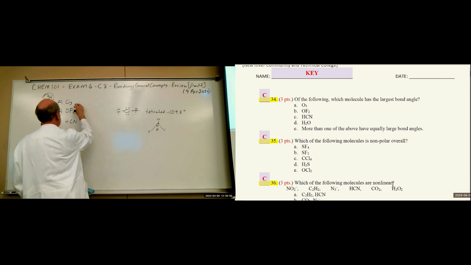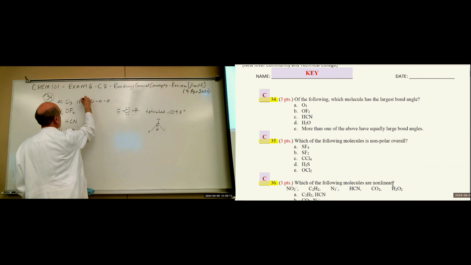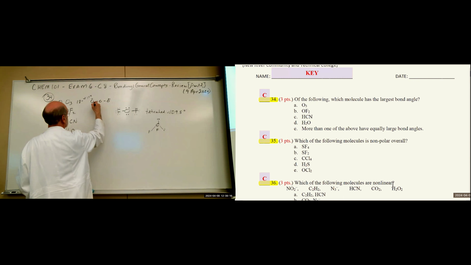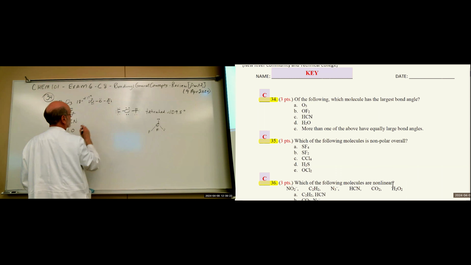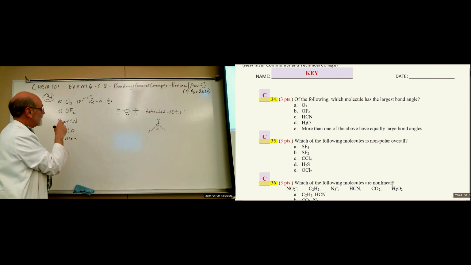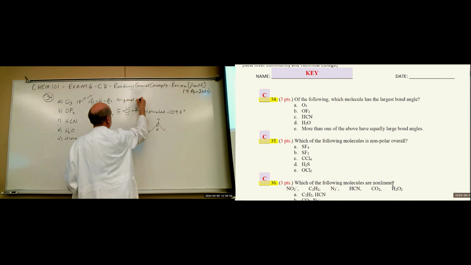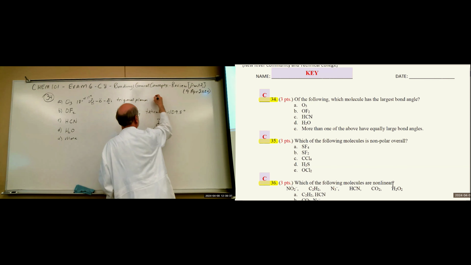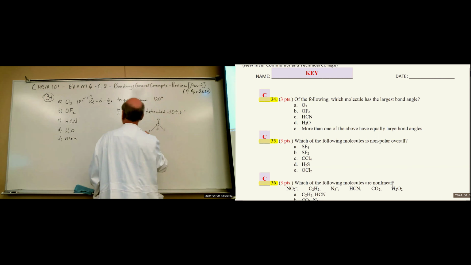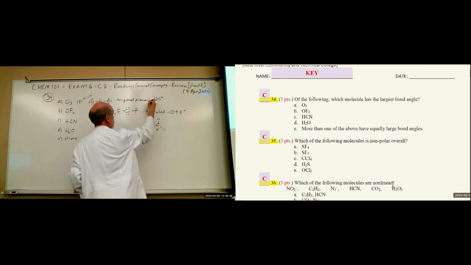Okay, how about ozone? 3 times 6 is 18, right? So we have O and O, 4, that's 14. So 2, 4, 6, 8, 10, 12, 14, 16, 18. So this is going to be trigonal planar. And what's the bond angle for that one? 120 degrees. Except with this lone pair sticking up there, it's going to compress that bond angle too, so it's going to be a little less than 120.